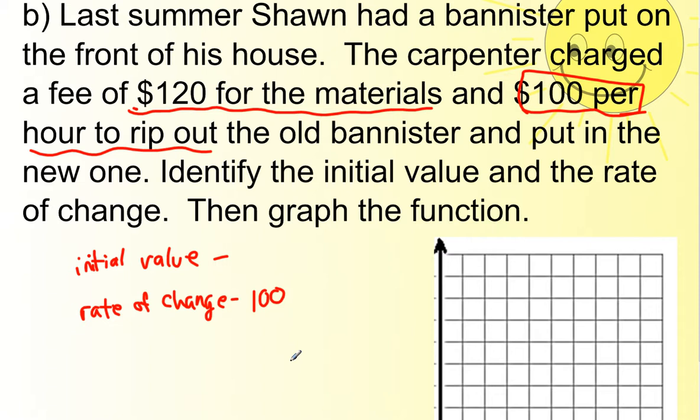The initial value would be $120, not just because it's the other number in the problem, but because if you're getting this banister replaced, you have to buy the materials up front. The carpenter is going to charge him $120 before he even starts touching the old banister. So the initial value is $120 because that's the starting cost before any work is done. The rate of change is 100 because that's how much it's going to cost every hour with respect to time.